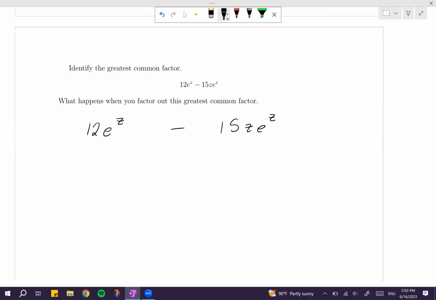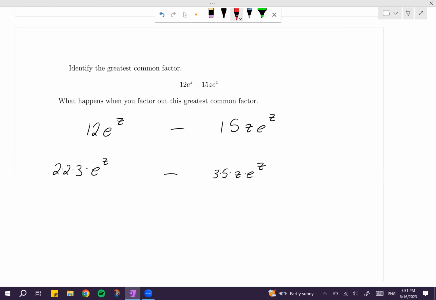12 factors as 2 times 2, 4. 4 times 3 is 12. And then we have e to the z. All right. The second term factors as 3 times 5 times z times e to the z. All right. So the greatest common factor is the biggest number that's in both of these.